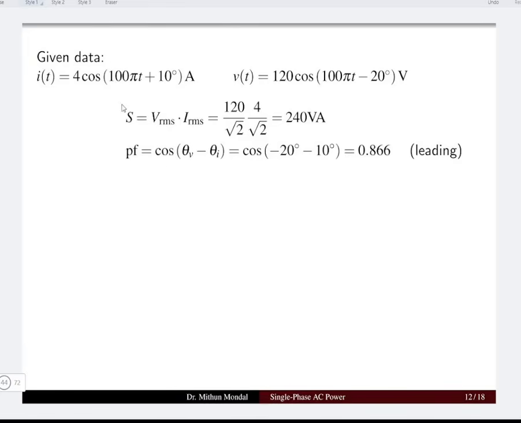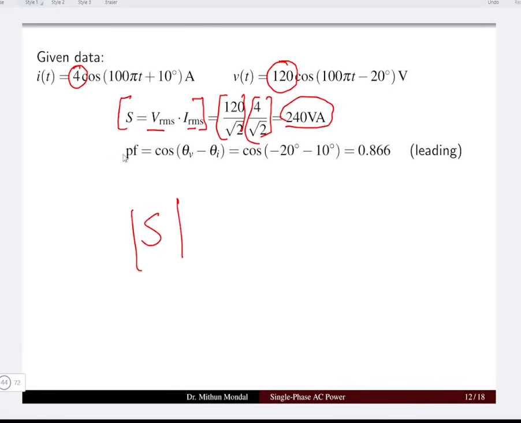The solution starts from the instantaneous current and the instantaneous voltage given in the problem. We need to first determine the complex power, which is the product of Vrms and Irms. Here the maximum values of the current and voltage are already available, so we divide them by root 2 to get the RMS voltage and current. Multiplying them gives the apparent power, which is 240 volt-ampere. This is the magnitude of the complex power. The power factor is the cosine of the angle difference between the voltage and the current, which is minus 30 degrees, giving 0.866, and it is leading.